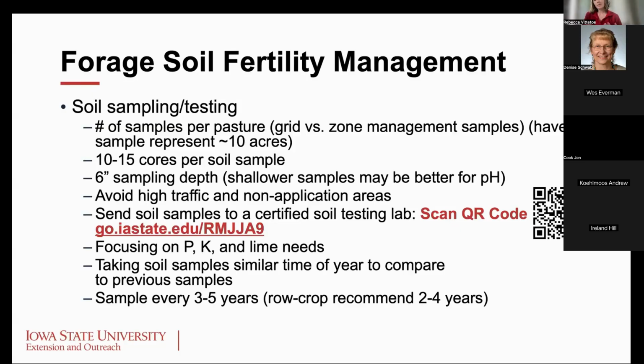Typically for a pasture setting, if we can soil sample every 3 to 5 years, I'm going to be really happy. In row crop, we do it a little bit more frequently, every 2 to 4 years or once a crop rotation. But in a pasture, I'm happy if we're even taking soil samples, and if we can do that every 3 to 5 years, that would be fine.